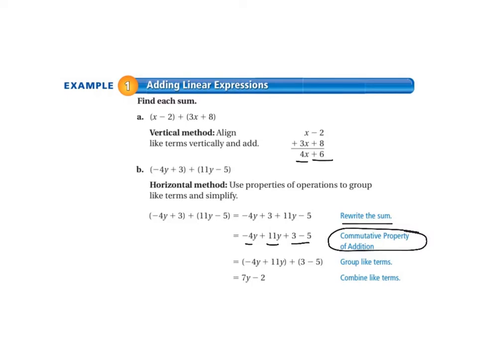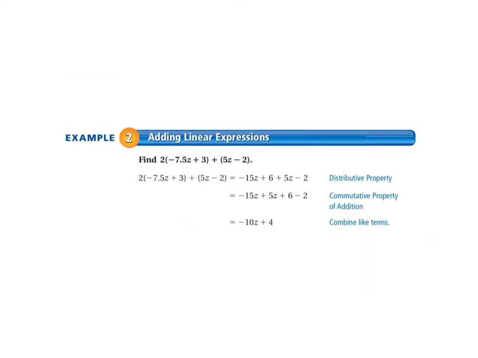And then we group the like terms, so we put parentheses around them. So we have negative 4y plus 11y grouped together and 3 minus 5 grouped together. And then we combine the like terms, so we have 7y minus 2. Example 2, we're still adding linear expressions.